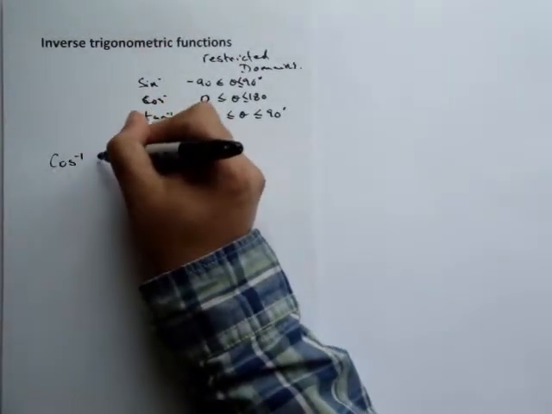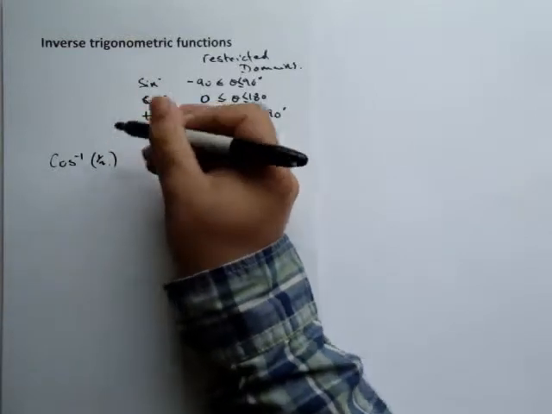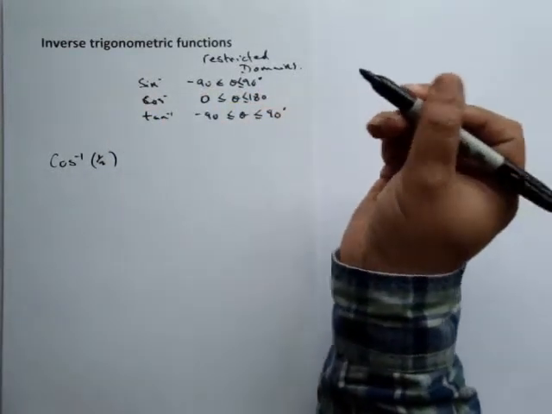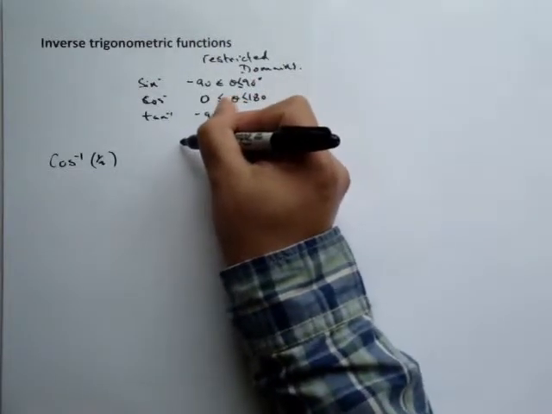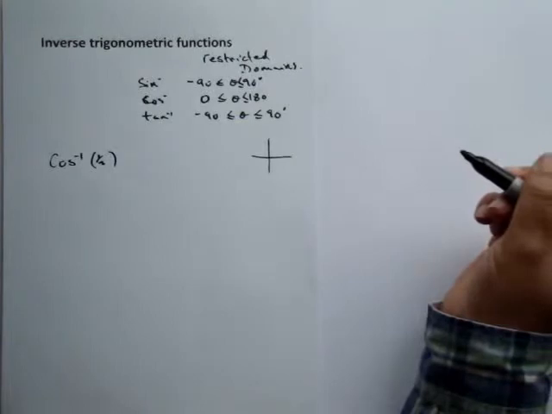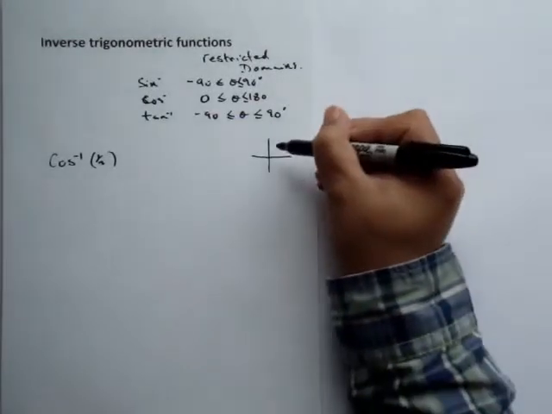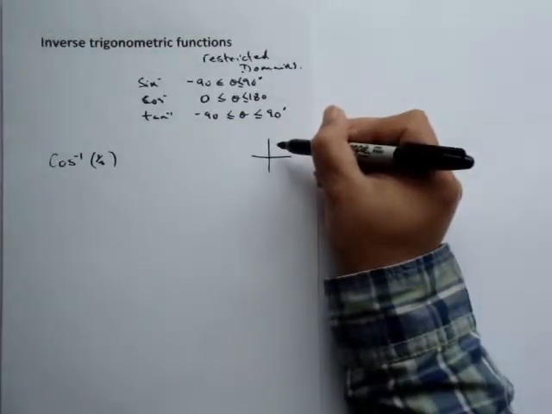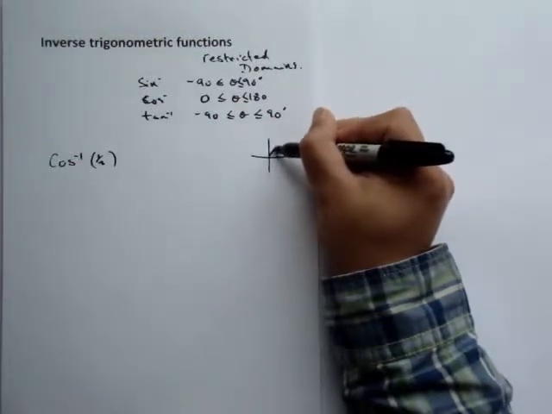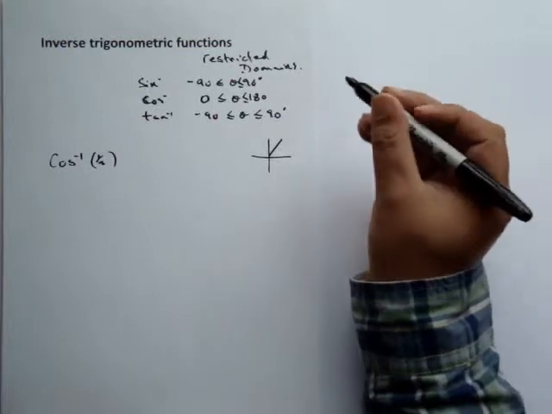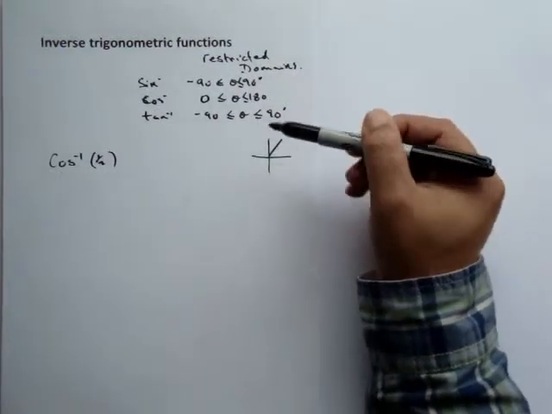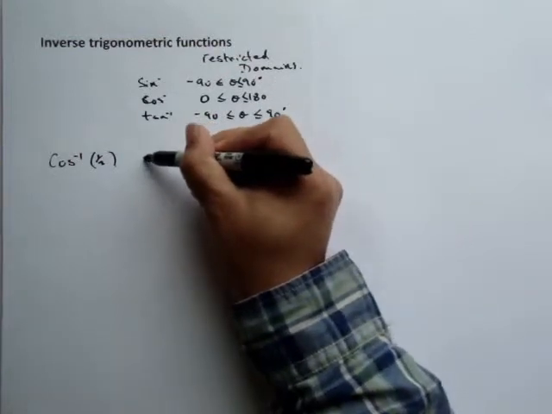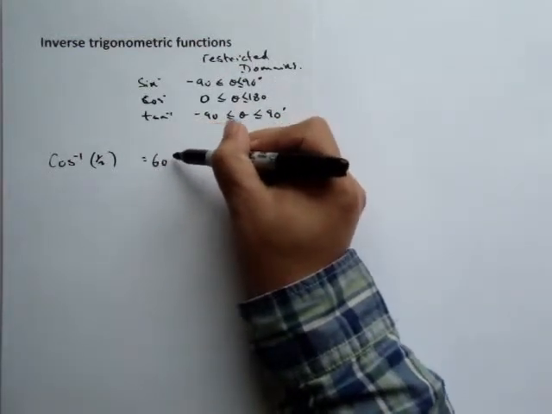Okay, so if we had inverse cosine a half, if we draw our quadrant, a half would be in this quadrant. And does that fall between minus 90 and 90 degrees? Yes, it does. So that's 60 degrees.